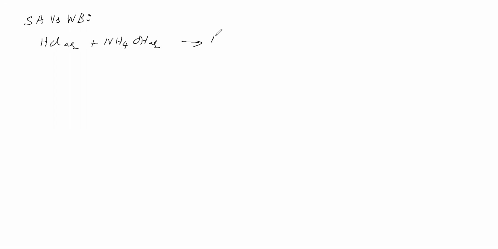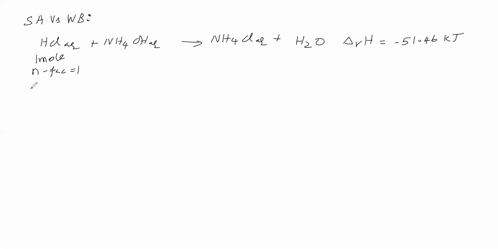Both we are mixing, and we get aqueous ammonium chloride, an ammonium chloride salt solution, and then water. Okay, for this reaction, what is the heat involved? That is minus 51.46 kilojoule. Here, how much HCl? 1 mole of HCl. The N factor of HCl, you know, is 1. 1 mole of HCl means 1 gram equivalent of HCl.